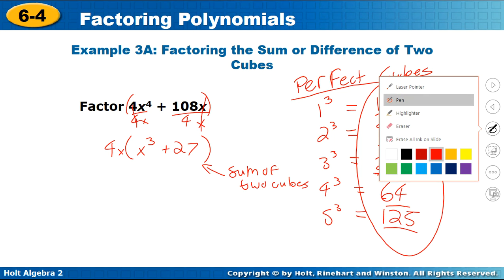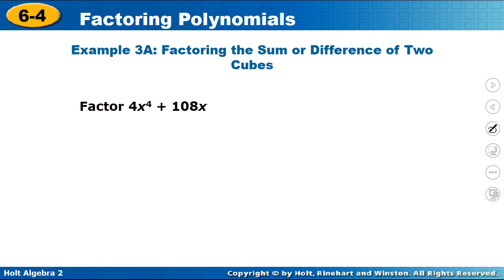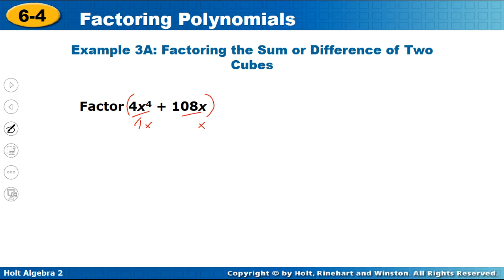Alright, so I'll just kind of erase what we got here because I think rewriting will just be easier. So remember what we did. We saw GCF, both of these were divisible by 4x. We factored out the 4x. And we got x to the 3rd plus 27. We recognize that x to the 3rd plus 27 is a sum of 2 cubes.